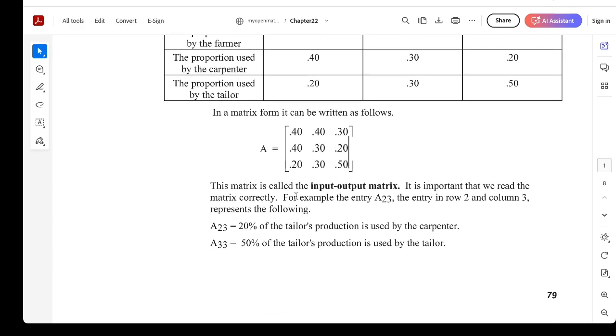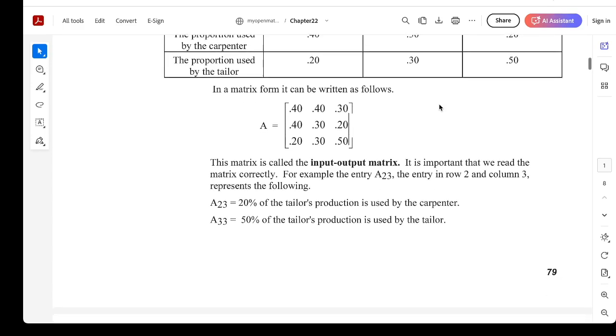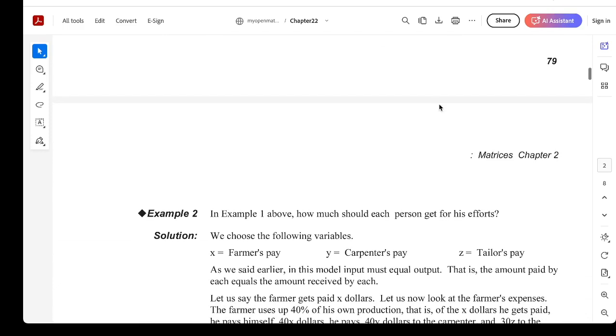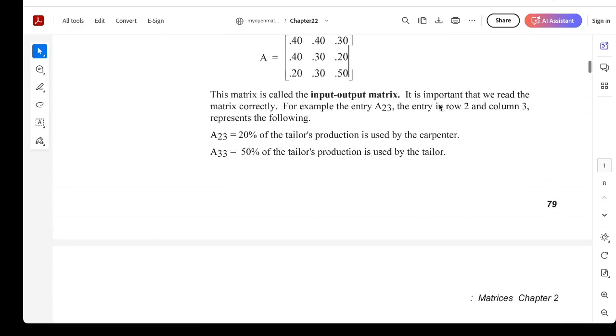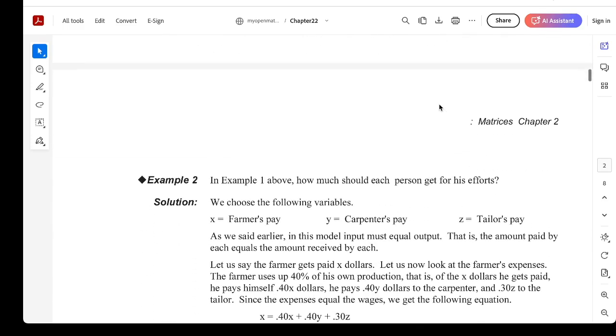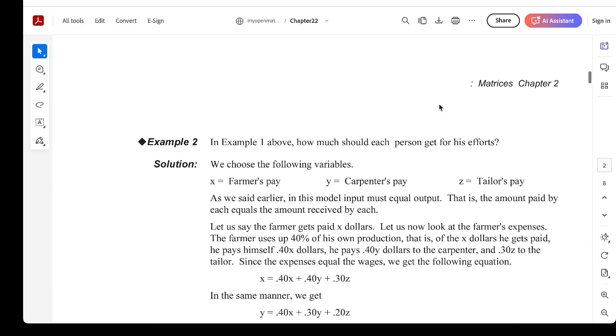All right, so we have a matrix A that contains these numbers. Each of them is a positive number between 0 and 1. In other words, things that can be thought of as a percentage. We're going to take what the book calls example 2, but it's just taking the same input-output matrix and putting it to use.